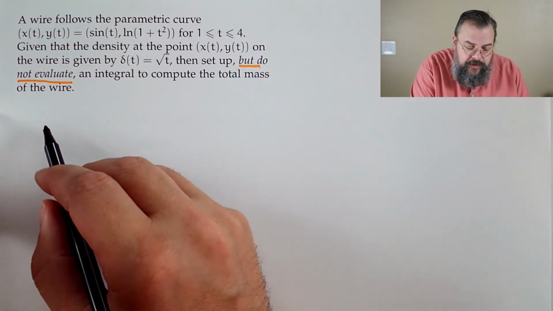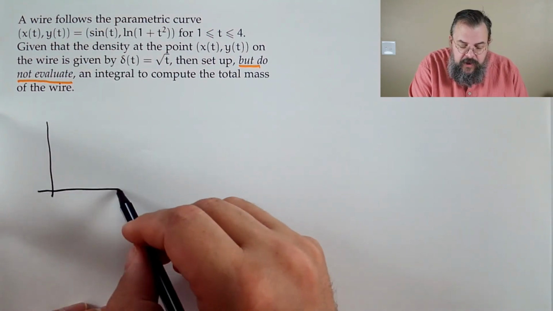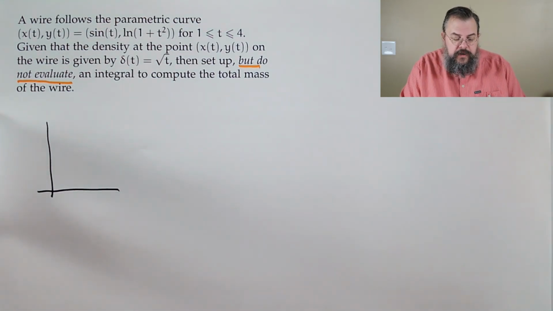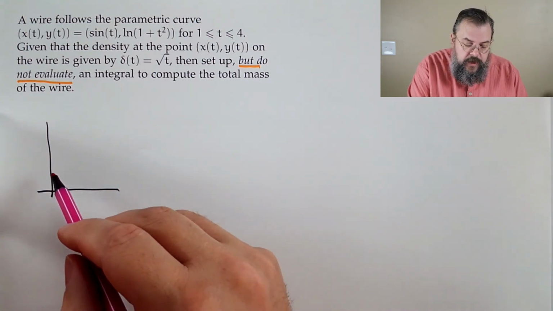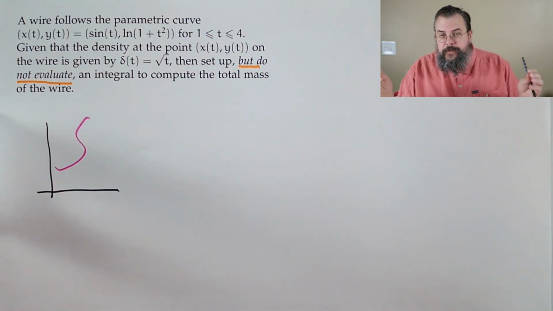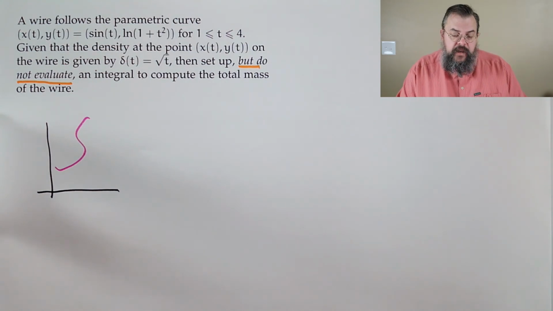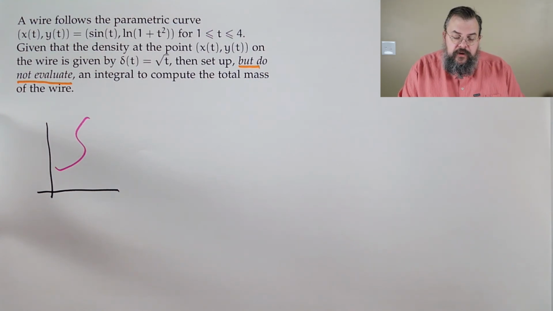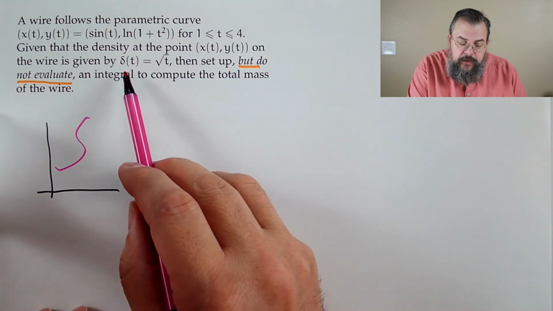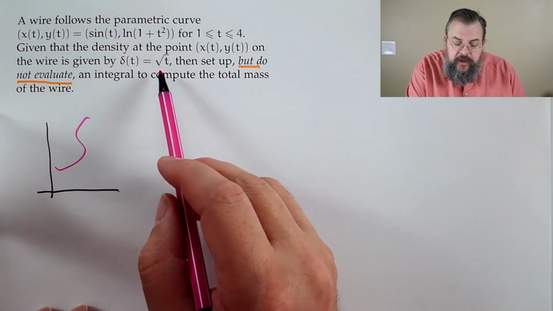So, what's the picture we should have in mind? What we have is a wire doing something. We don't know, it's not so clear. It's moving. Okay, there's our wire. Well, what do we want? We want to know the mass of the wire. And what happens is that the mass varies. You'll notice that as we change time, the density increases.